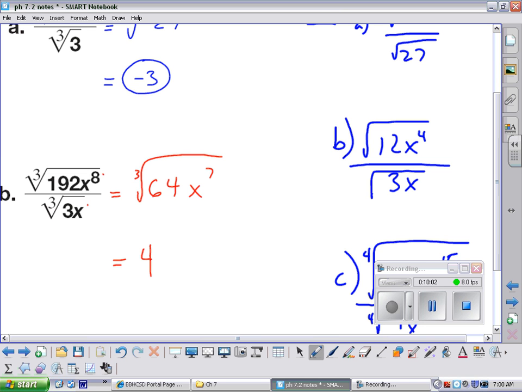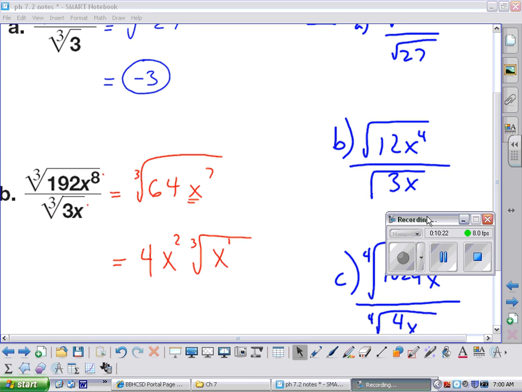And then for the exponents, on the x, 7 divided by 3 is 2 with a remainder, so x squared comes out. And what's my remainder? My remainder is 1. So x to the first stays underneath there. You write that exponent or not, you're choosing. And again, we'll start the quick checks when you come to class.